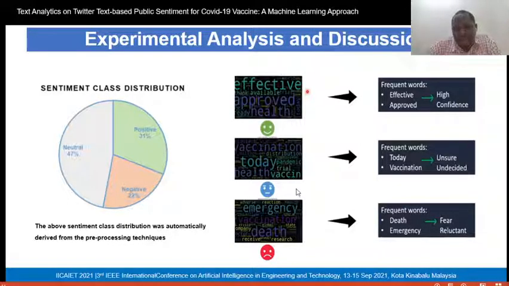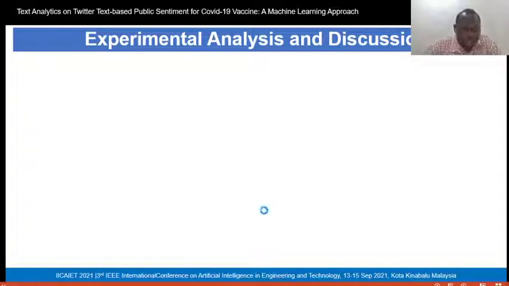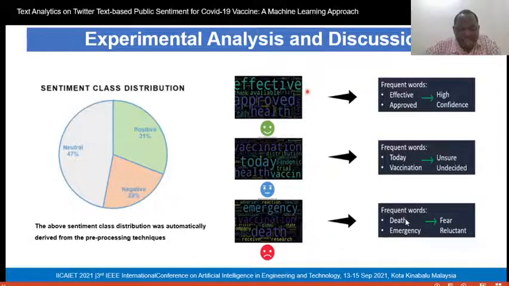This is nothing but the word cloud. If you already know, the word cloud depicts pictorially the most frequent text. We divided them into the three sentiment analysis classes: positive, neutral, and negative. For the positive part, you can see that effective and approve are positive comments. These are the most frequent text that appeared. For the neutral, you can see today and vaccination, and for the negative, emergency, vaccine, and also death, which is also a negative comment.